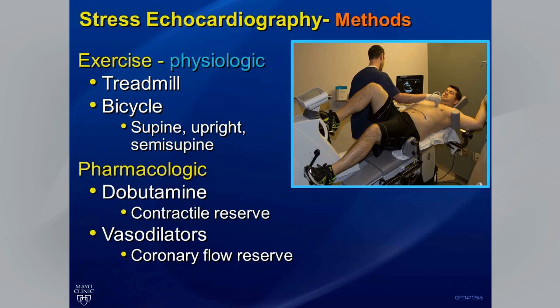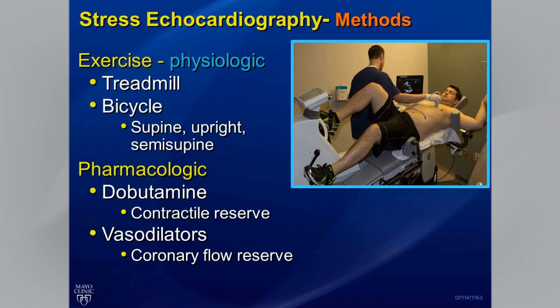We are all very familiar with treadmill exercise protocols, but bicycle exercise, whether it be supine, upright, or semi-supine, allows us to image the patient during the stress of exercise, and therefore it is often used when we want to get additional Doppler parameters during the stress echocardiogram. Then we're not left to try to gather all sorts of information during the immediate 1 minute after completion of a treadmill exercise test. However, either works.